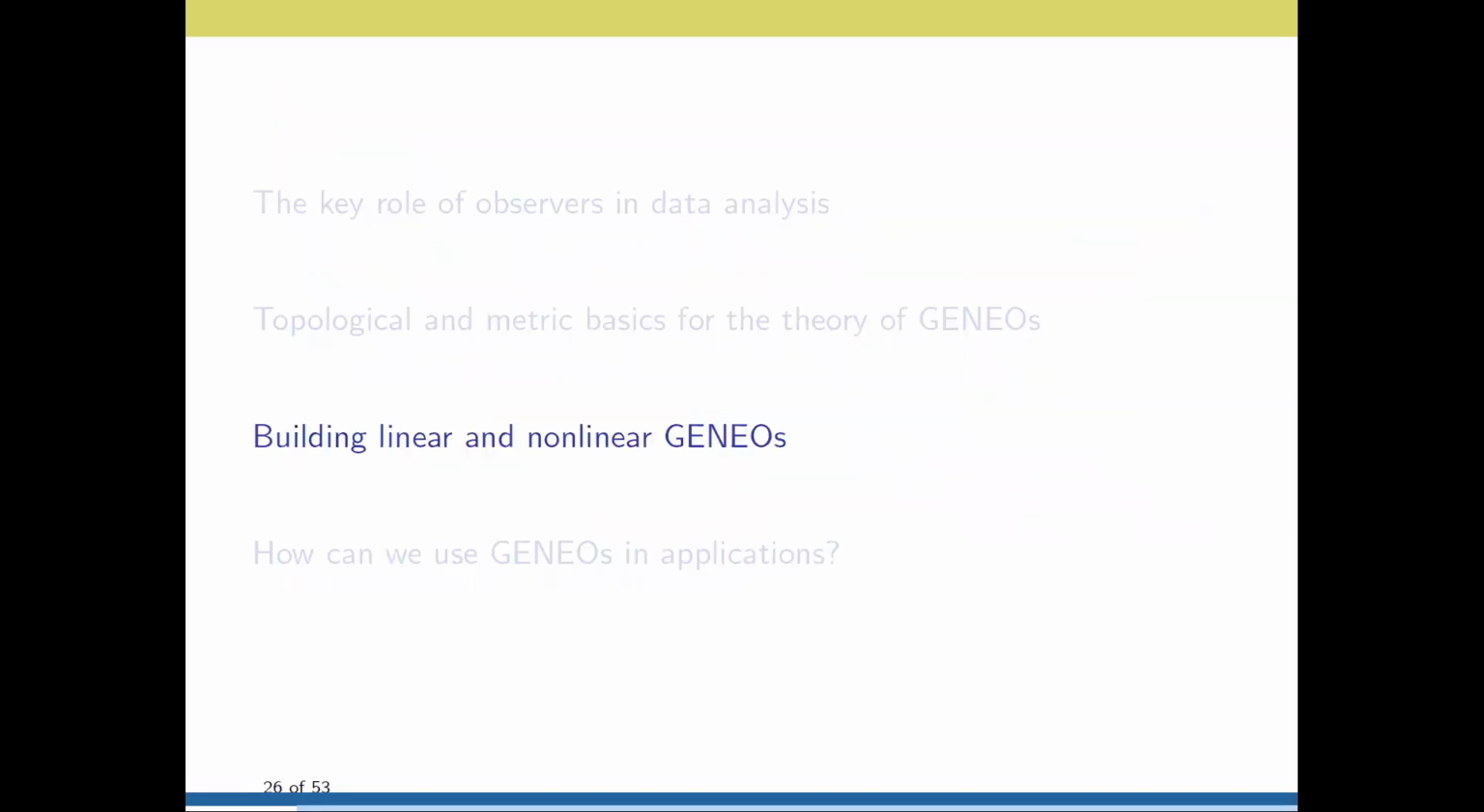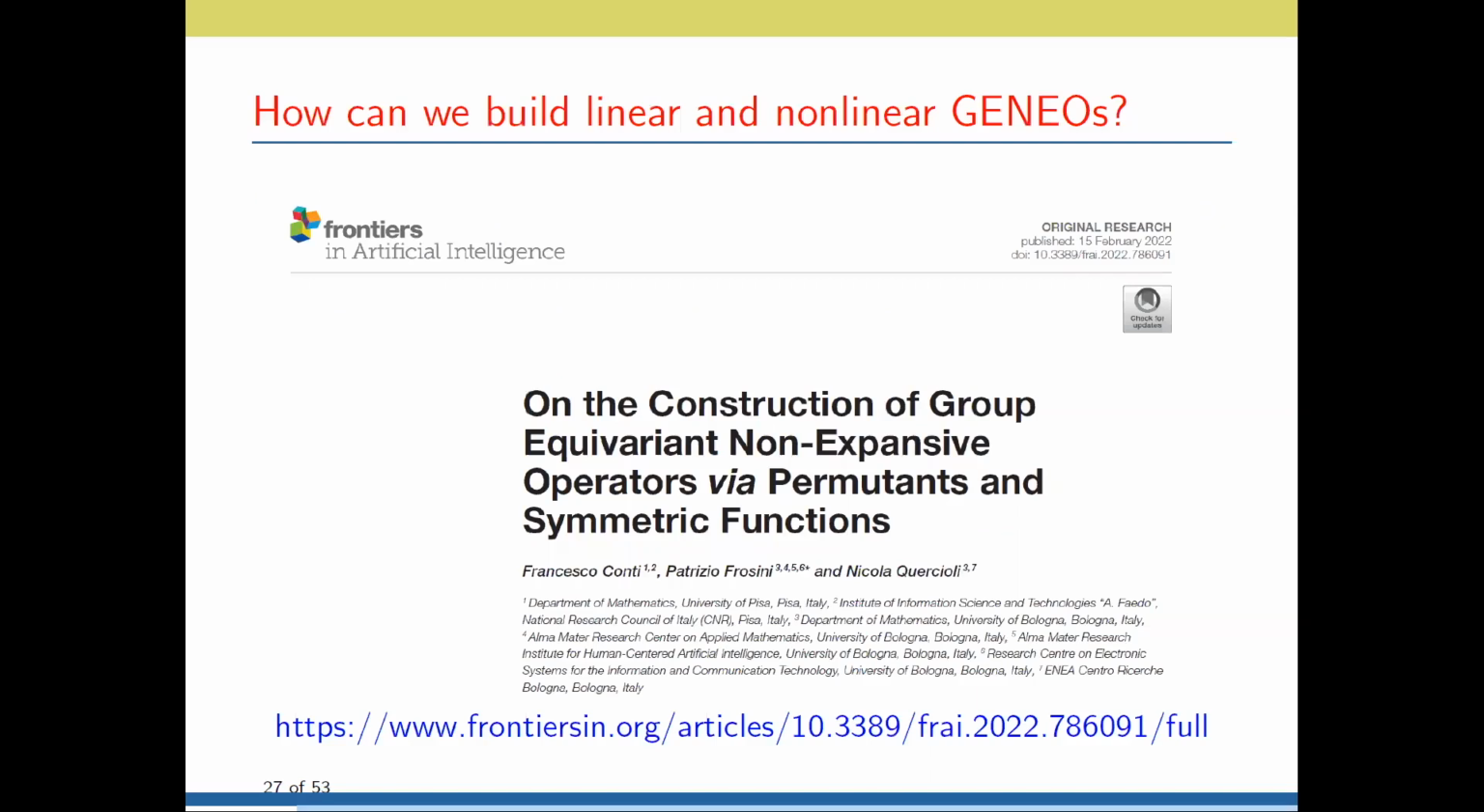Now, after giving just some basic view of the theory of GENEOs, I'd like to show that GENEOs indeed exist in the sense that we can build them. And so I'm going to illustrate some results proved in this paper on the construction of group equivariant and expansive operators via permutants and symmetric functions.